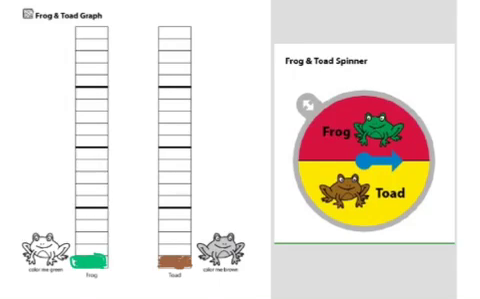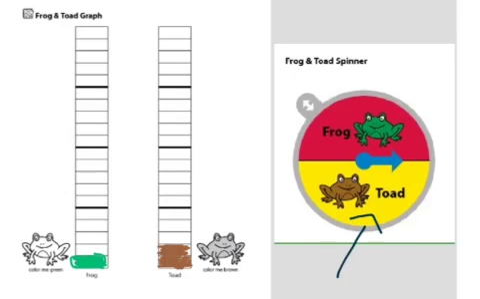Now let's look at our frog and toad graph. This month we are graphing frogs and toads. Right now they are even. We have one frog and one toad. I'm going to spin my spinner and show you what I land on today. Ooh, I landed on toad. That means we need to color another toad piece in our graph. Our toads are brown, so I'm going to color another brown toad piece. Now we have 2 toads and 1 frog.